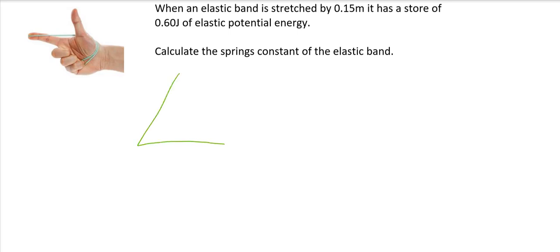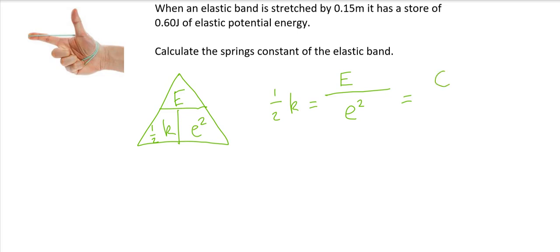Now again, we have to draw the triangle out where energy goes at the top, half of the spring's constant in the corner, and extension squared. So this tells me that half of the spring's constant is equal to the elastic potential energy divided by the extension squared. So elastic potential energy is 0.6 joules divided by 0.15 meters. Remember, we have to square that number.